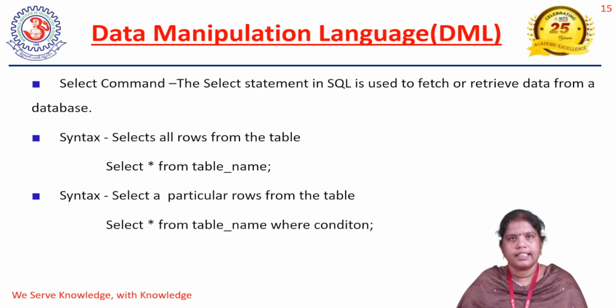Next is the select command. The select command is used to fetch or retrieve the data from the database. We will be using the syntax to select all rows from the table or select particular rows from the table. To select all rows from the table, we will be using the syntax select star from table name. To select particular rows from the table, we will be using select star from table name where condition.